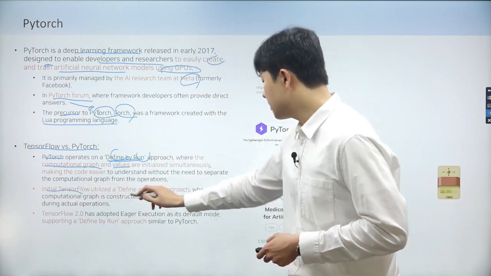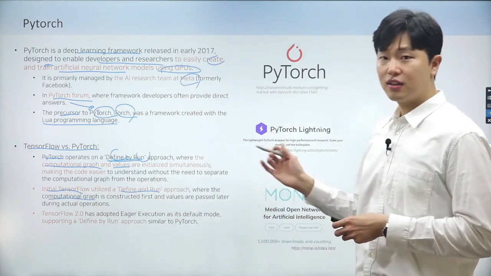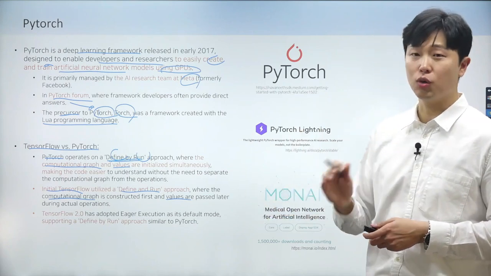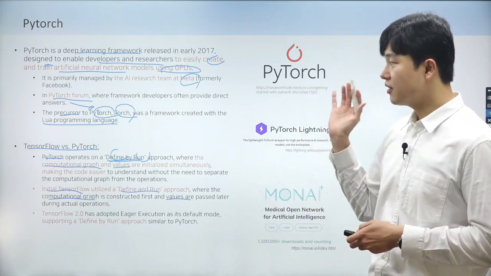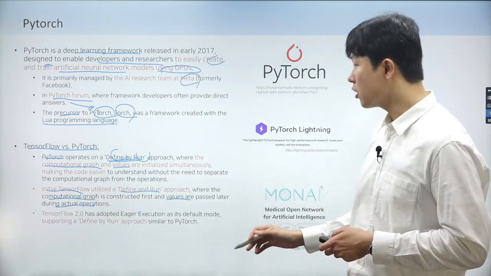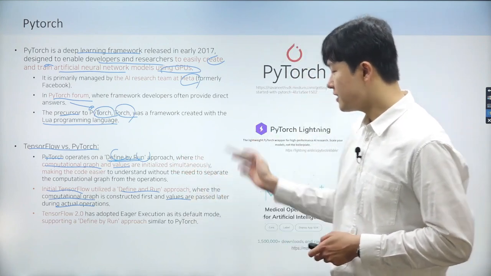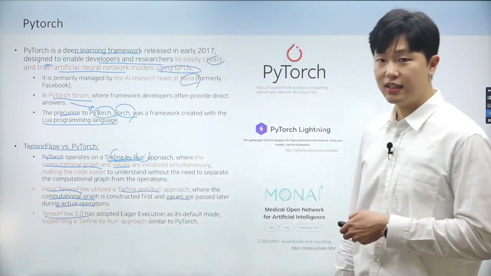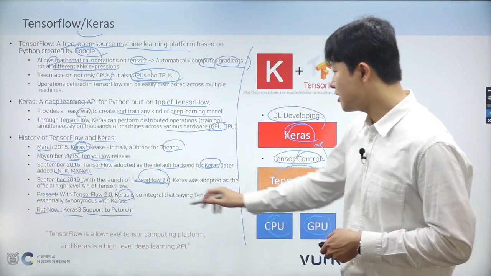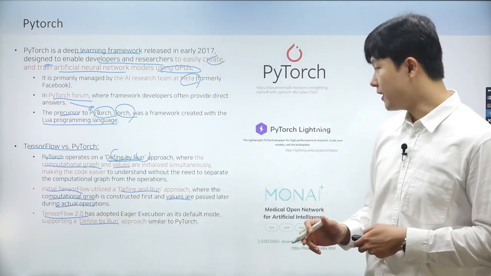Unlike PyTorch, initial TensorFlow utilized a define and run approach, where the computational graph is constructed first and values are passed later during actual operations. I didn't use the initial version of TensorFlow because I used Keras, which allows us to avoid the complexities involved with it, as mentioned earlier in the lectures. Due to this difficulty, many people migrated towards PyTorch. So, TensorFlow had to make major changes to transition from version 1.0 to 2.0, not just to adopt Keras, but also to support a define by run approach, similar to PyTorch.